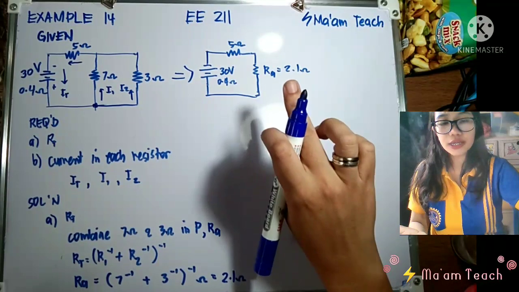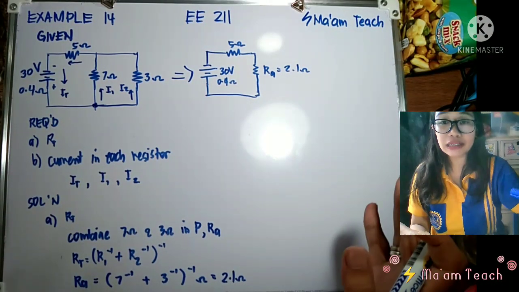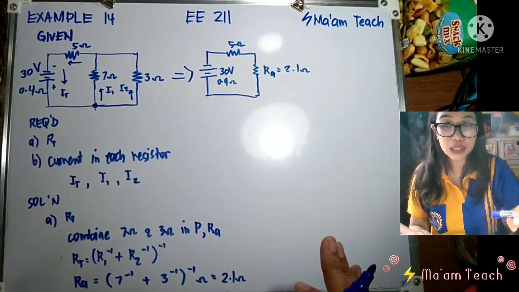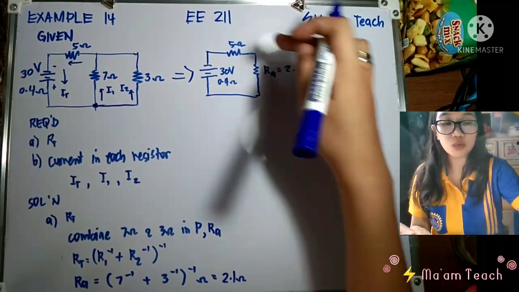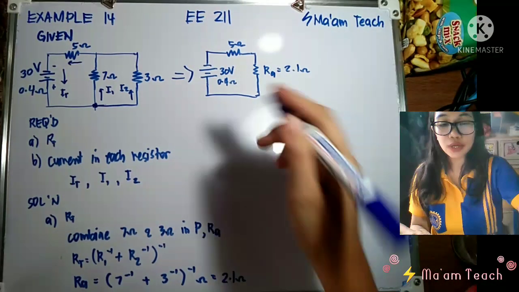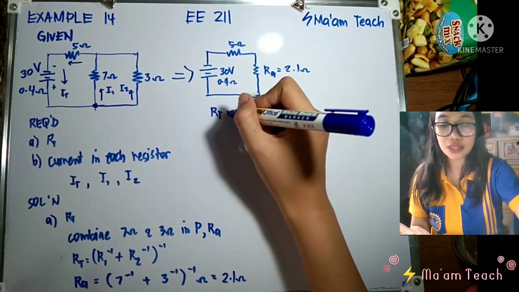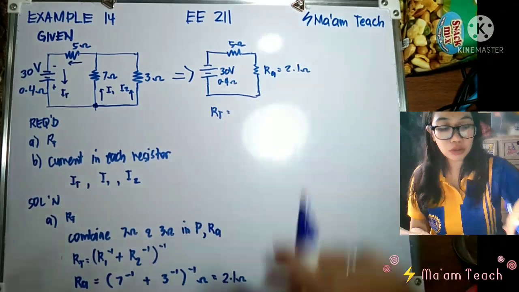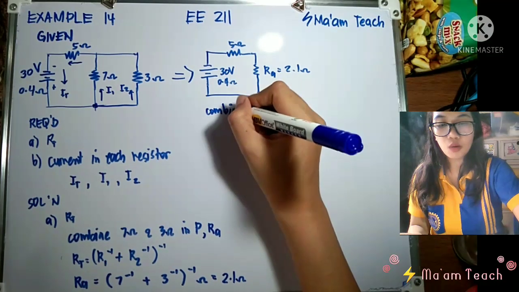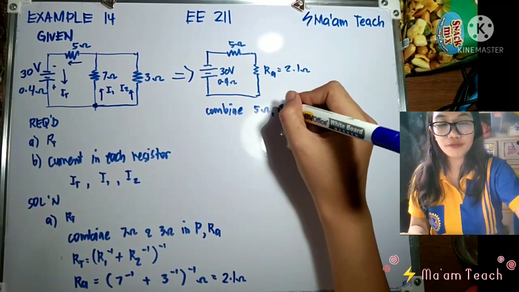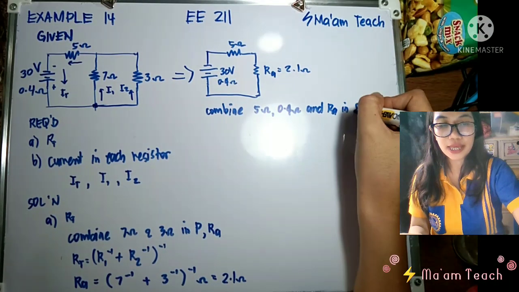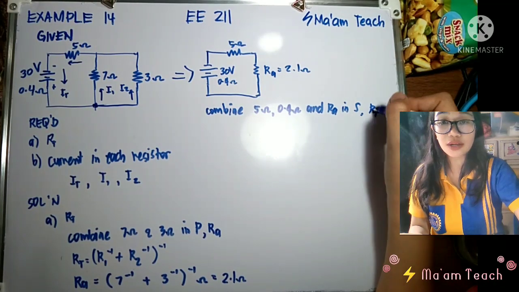Okay? So as you can see here, class, we now have a simplified circuit which is in a form of, or in a combination of, series circuit, where the 5 ohms, the 2.1 ohms, and the 0.4 ohms are in series. So in order for us to solve for the total or equivalent resistance in here, we will combine the 5 ohms, 0.4 ohms, and R sub A in series, and that will be our total resistance already.